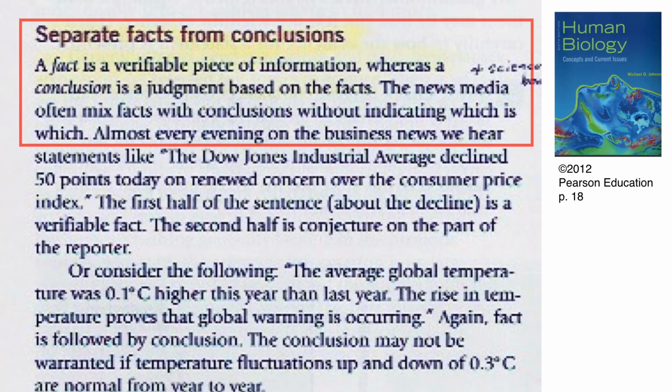And this is, you've seen this before from the college textbook, separate facts from conclusions. A fact is a verifiable piece of information. So it's got to be verifiable. You got to be able to test it. Okay, and whereas a conclusion is a judgment based upon the facts. The news media often mix facts with conclusions without indicating which is which. Well, so does the park system. Notice how they're going to have a fact and a conclusion in the same sentence.